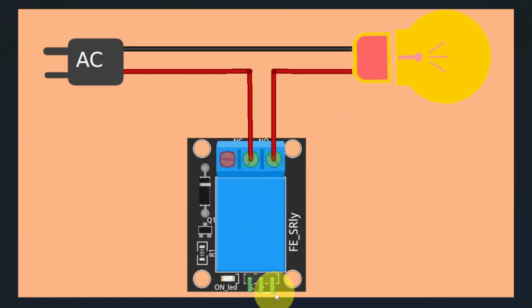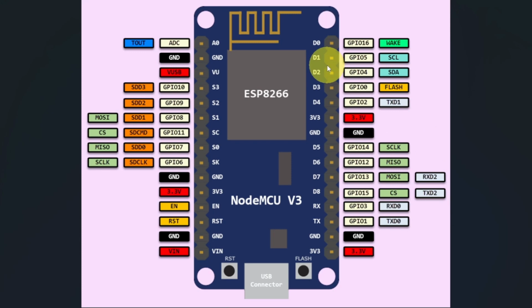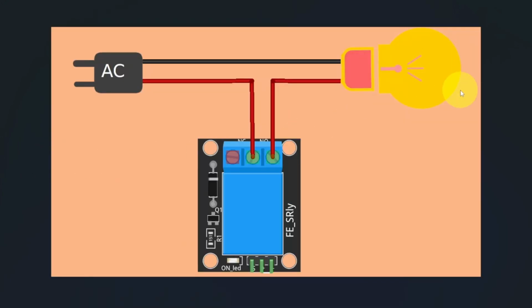To do that, we have to connect the negative lead to the GND of the board. The positive lead goes to the 5 volt or the VN. And to be able to control it, we have to connect our signal pin to one of the digital pins like D1, so that we can output a voltage using the digital write command and activate our relay module to turn on our lamp. And that's all what you have to know about this module.